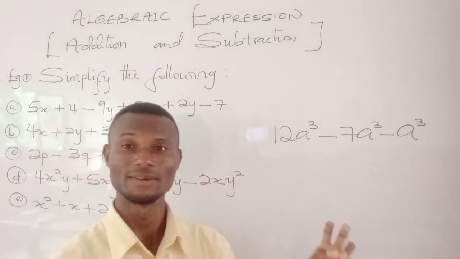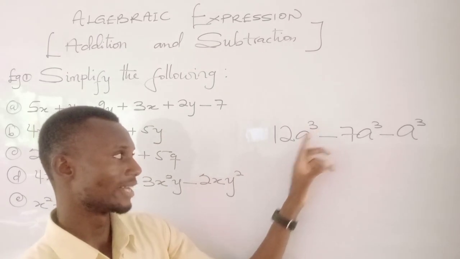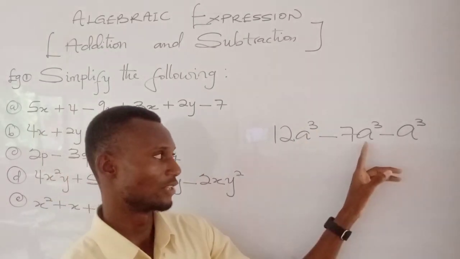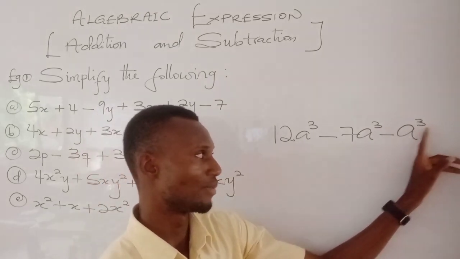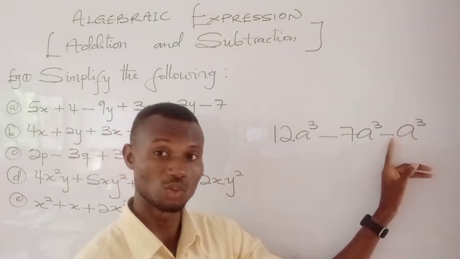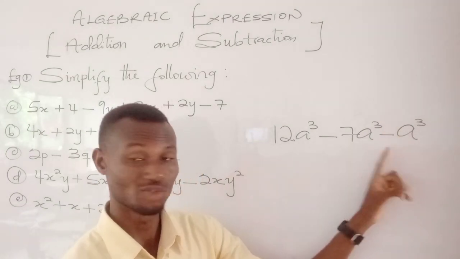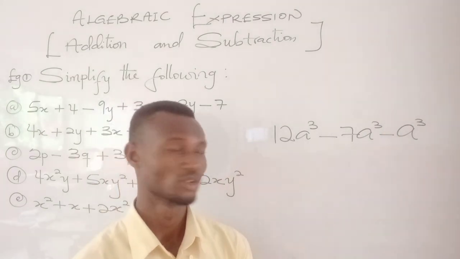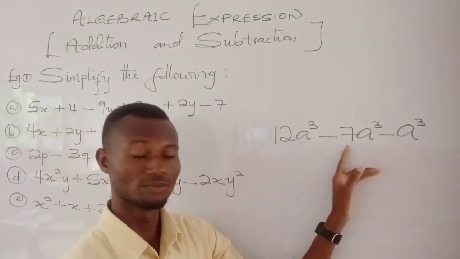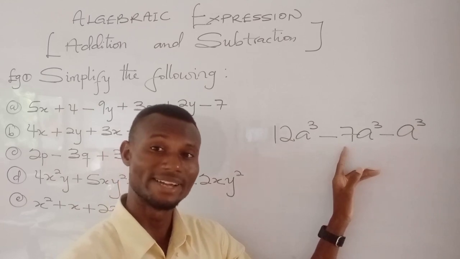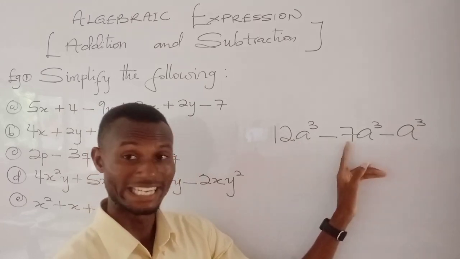Now, how do we simplify? We deal with the coefficients. The coefficient of this a to the power 3 is 12. The coefficient of this a to the power 3 is minus 7. And the coefficient of this a to the power 3 is minus 1. I hope you agree with me, because there's one here that we don't write. I hope you understand. So now, we are going to do our 12 minus 7. 12 minus 7 gives 5. I hope you agree with me.